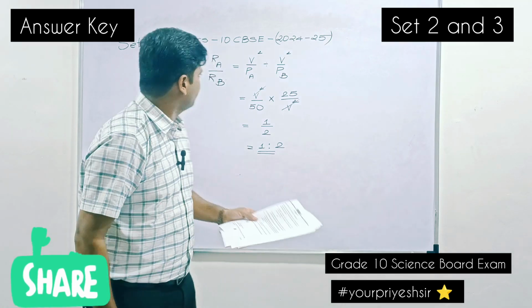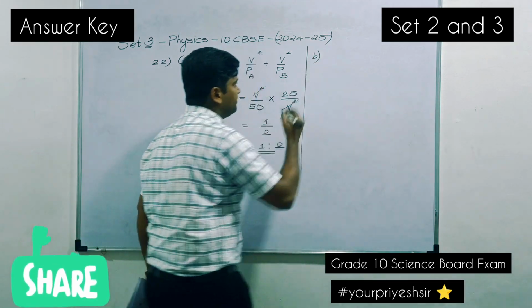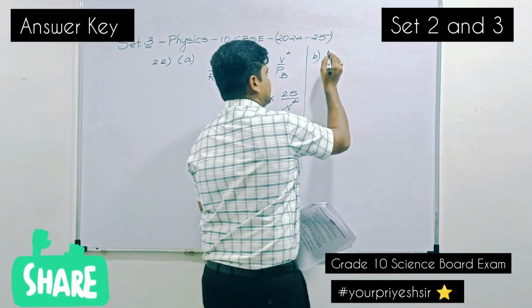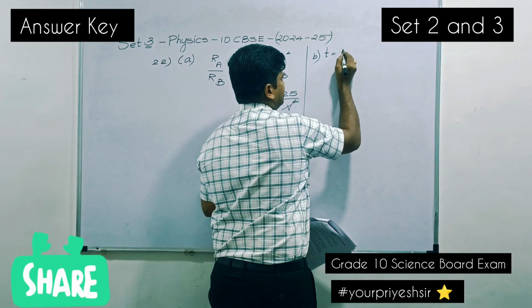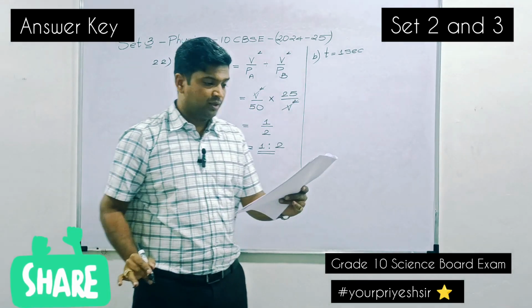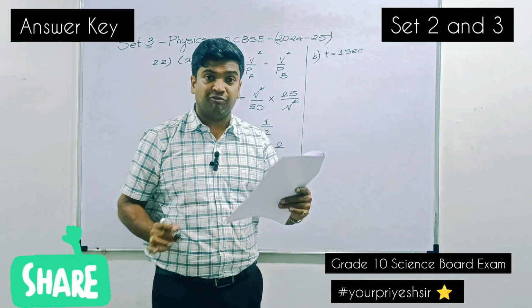So simple, child. Now part B, I'll solve the optional one right here. B, heat produced per second. Okay, time is given as 1 second. Now the heat produced per second due to a current in a resistor of 4 ohm.